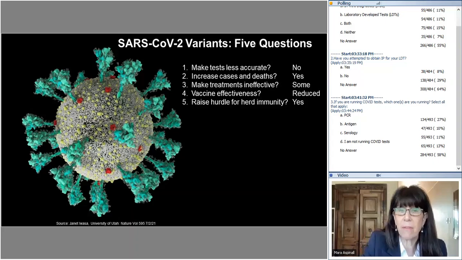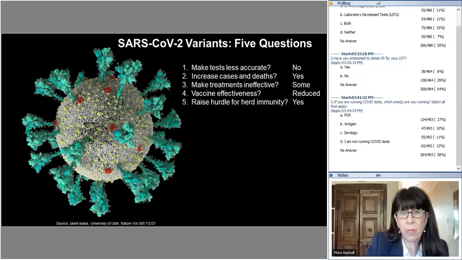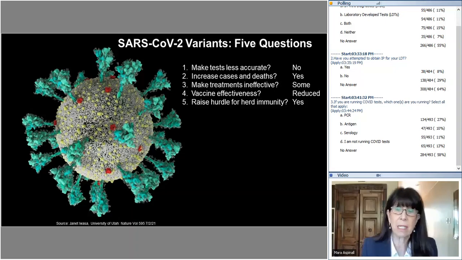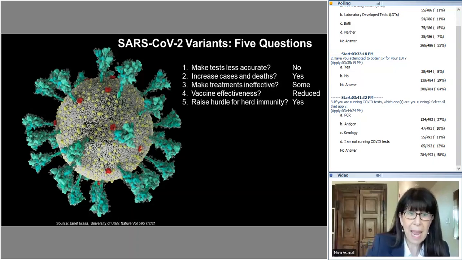And that is one of the saddest issues today. However, I want to emphasize the fact that while it reduces vaccine effectiveness in terms of breakthrough cases, the vaccines remain 95, 97, 99% effective against serious disease and death. And then lastly, does it raise the hurdle for herd immunity? It does. Whether we'll ever get there today, I don't know. What I do know is that our response has to be tests as well as vaccination.